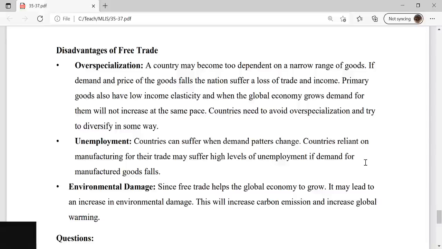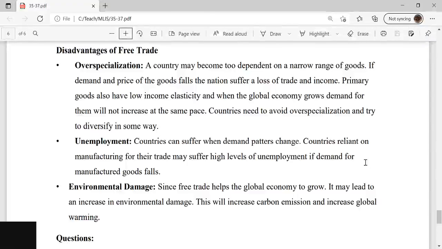So let's think about this topic, free trade. If you get this topic about free trade, you have to cover both advantages and disadvantages. We already talked about the advantages, so let's start on the disadvantages. But we are running out of time, so let's quickly finish it. We have over specialization.